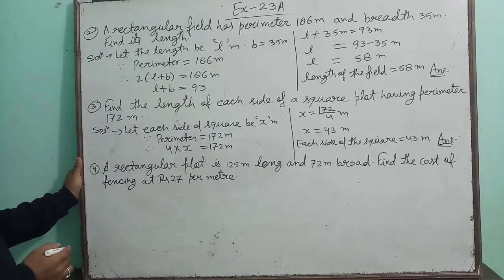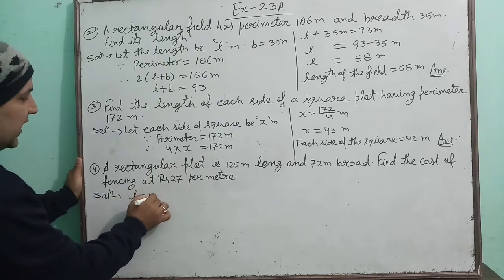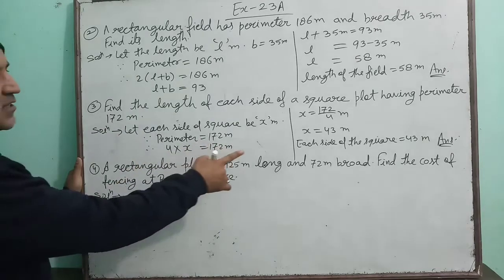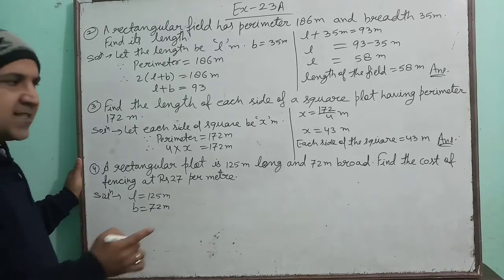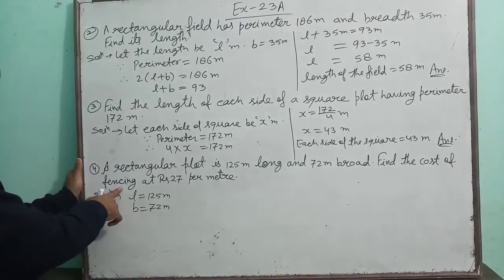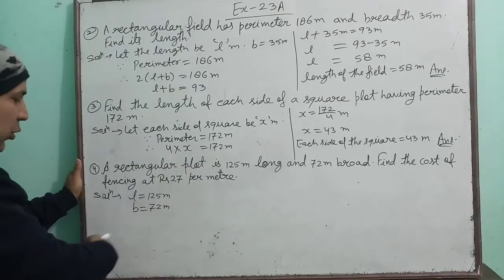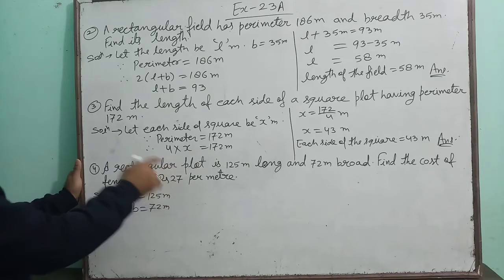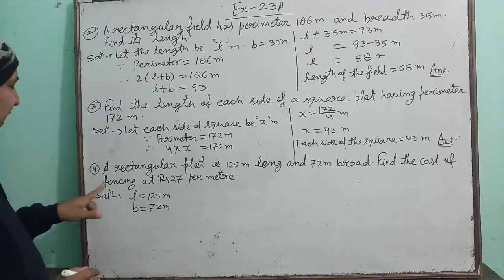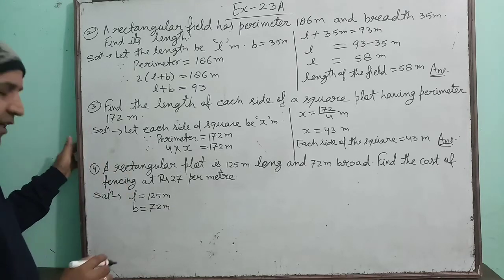Now see the fourth question. A rectangular plot of length 125 meter. Length is given 125 meter and 72 meter broad, meaning breadth is 72 meter. Then the question is asking, find the cost of fencing. Children, do you know what is the meaning of fencing? Fencing means boundary. There is a rectangular plot whose boundary length cost is being asked. Find the cost of fencing at 27 rupees per meter. So first we will find the length of the fence. And length of the fence will be equal to the perimeter of the rectangular plot.